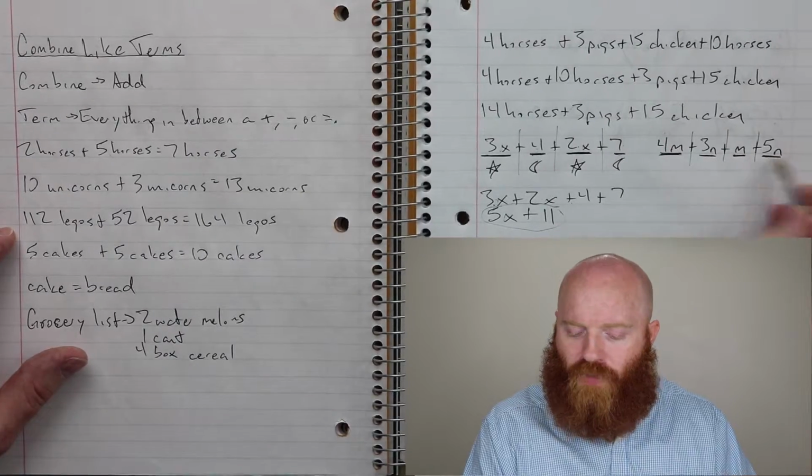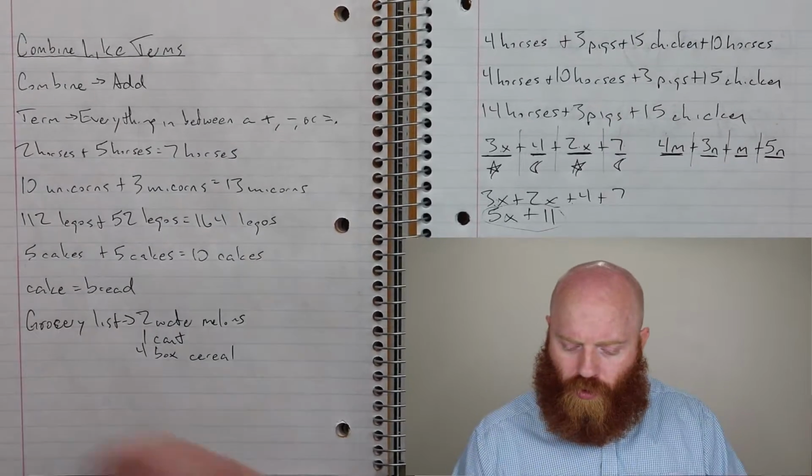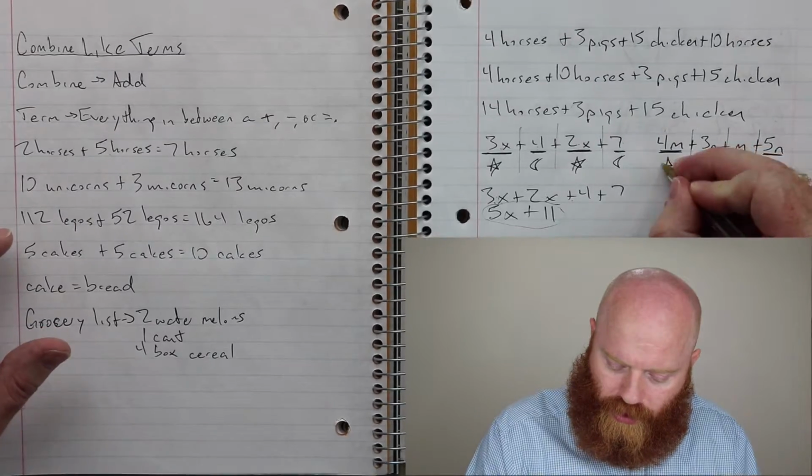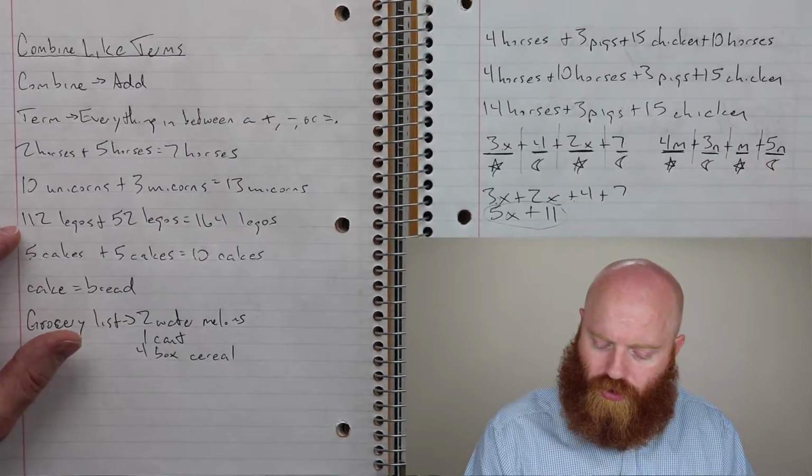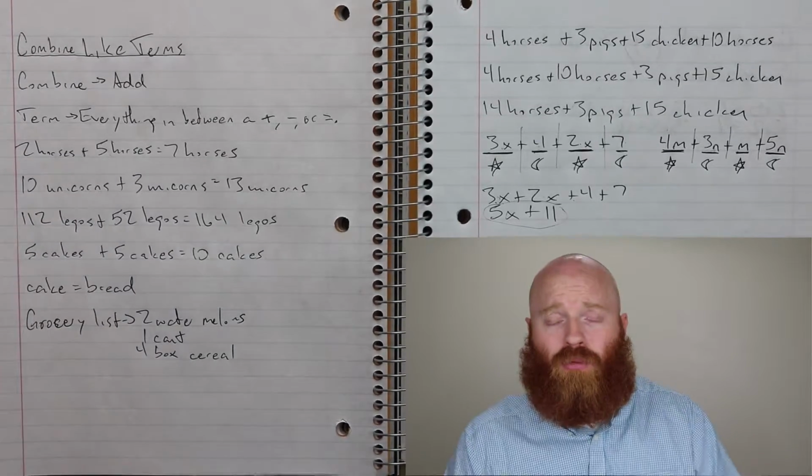M is a term, and 3n is a term. Okay, which one? M looks like m. I'm gonna give them stars. 3n looks like 3n. I'm gonna give them moons. Okay, take advantage of the commutative property of addition.